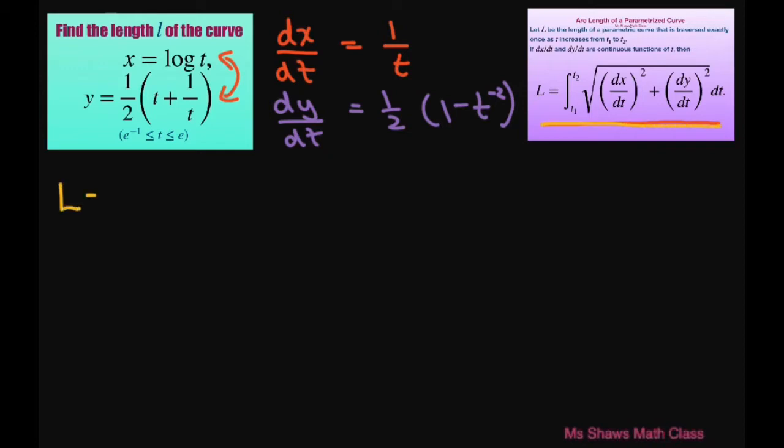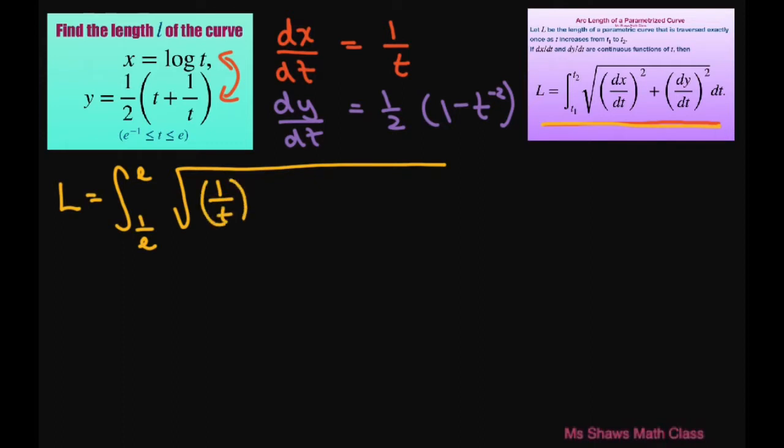So our length equals the integral from 1 divided by e to e. And then we're going to have the square root and substitute everything in. So 1 divided by t squared plus 1/2 times 1 minus t to the power of -2, squared, dt. And from here on out, we're just going to keep simplifying till it makes it easier to integrate.